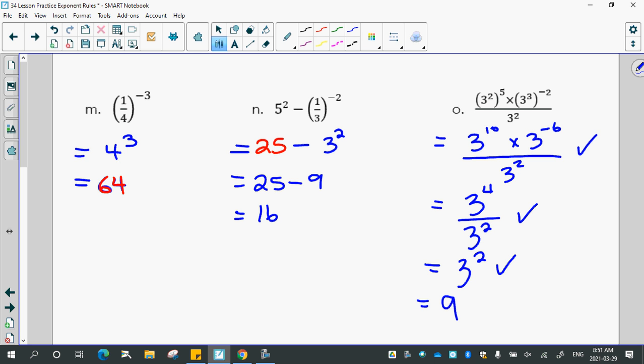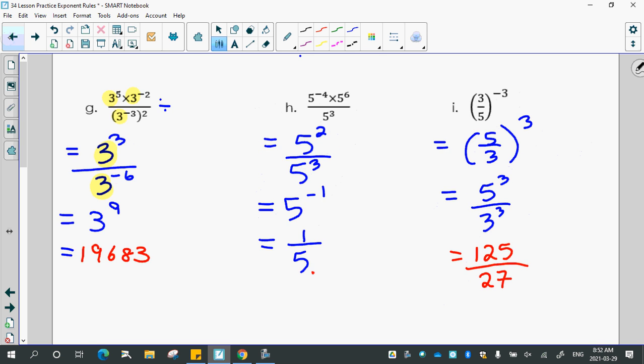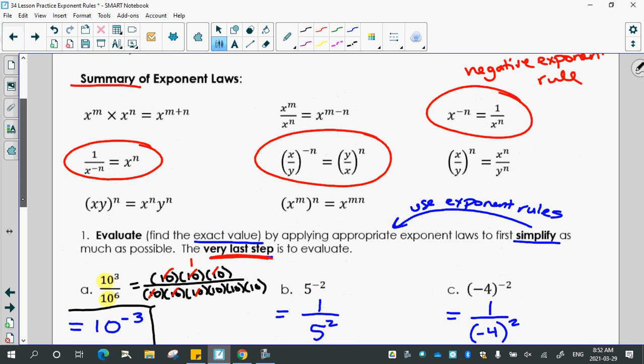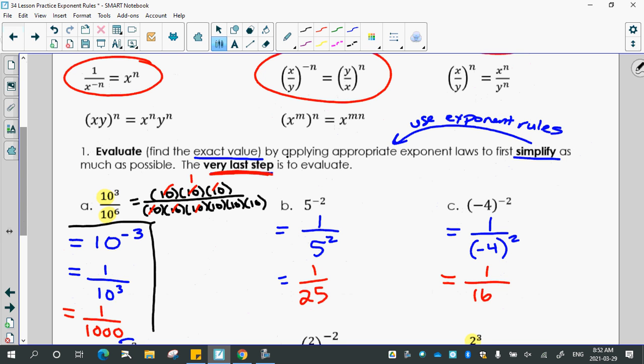I did it a different way, and I still got 9. I simplified the 3 to the power of 2 right away. Okay, so you did, yeah. So did you do 9 to the 5th and 9 on the bottom? No. So, if you're following the rules of the question, evaluate, find the exact value by applying appropriate exponent laws to first simplify. So you've got to use as many of those rules as you can to simplify, so that you're not evaluating until the very last step, if you can help it. Okay?